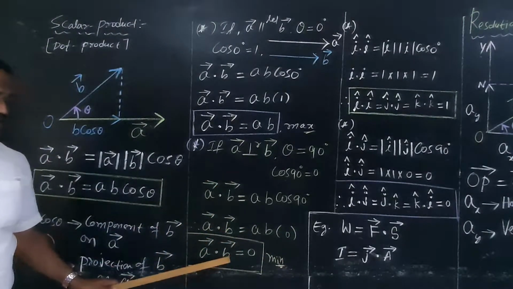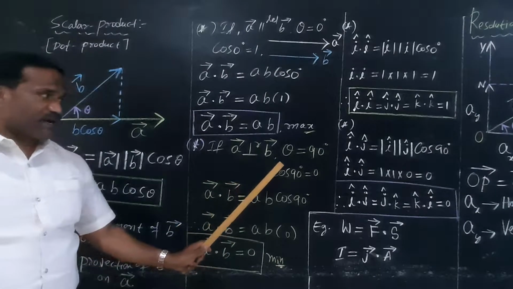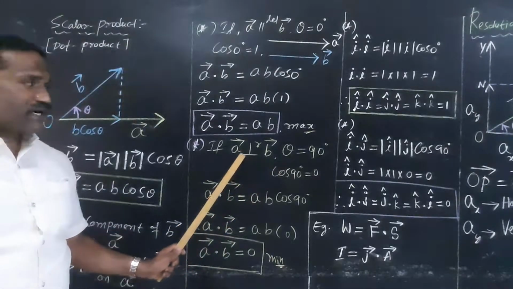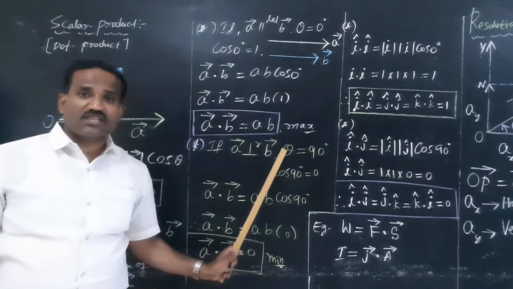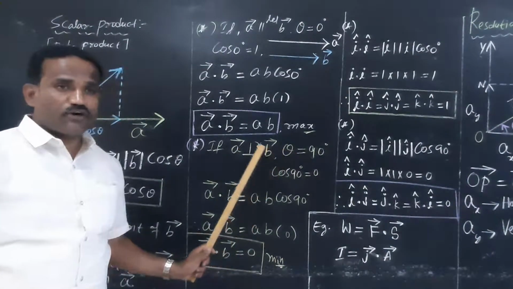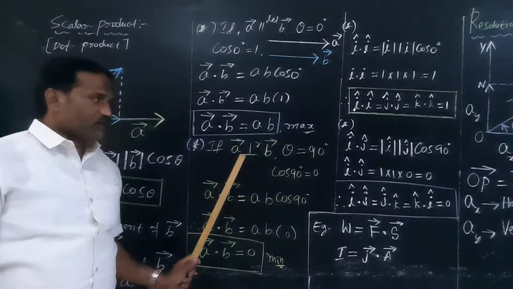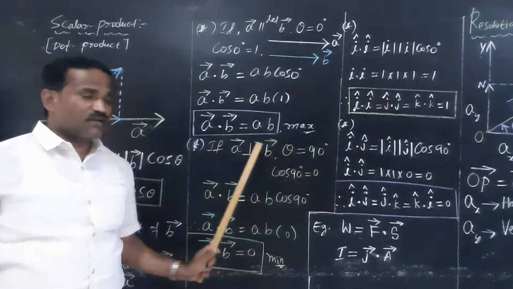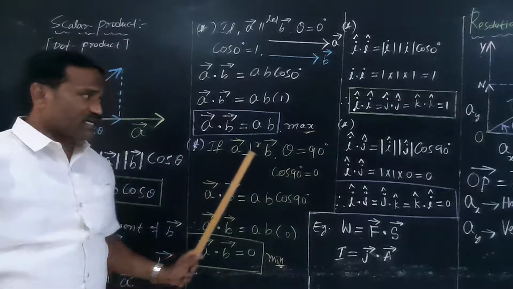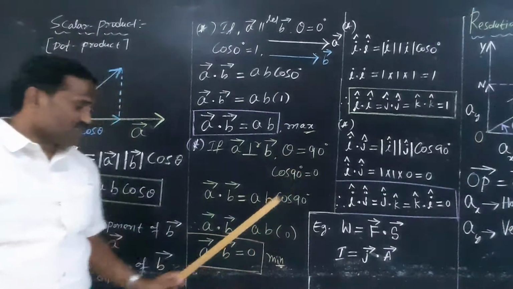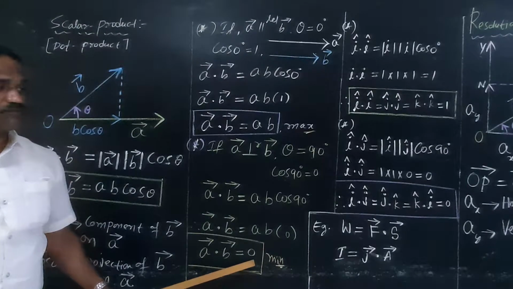What is the conclusion? When two vectors are perpendicular to each other, when two vectors are orthogonal to each other, please write down the terminologies. When two vectors are perpendicular to each other, orthogonal to each other, at right angles to each other, then their dot product is minimum, and it is 0.